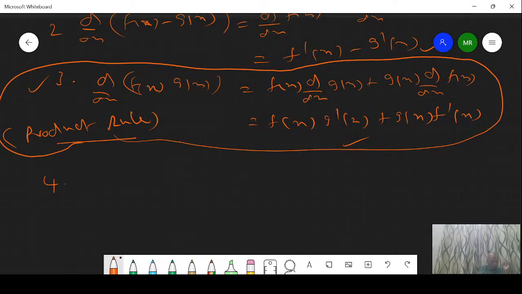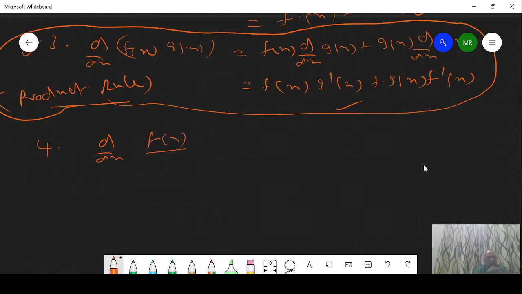And the fourth one. When they are talking about the fourth one, they are talking about the quotient rule. So d by dx of f of x by g of x. This is called the quotient rule. When they have taken g of x in the denominator, they will write like this.